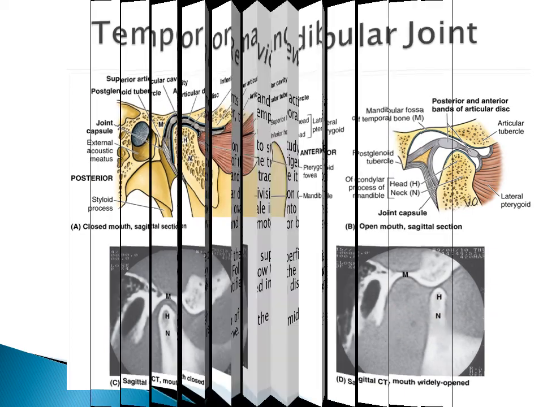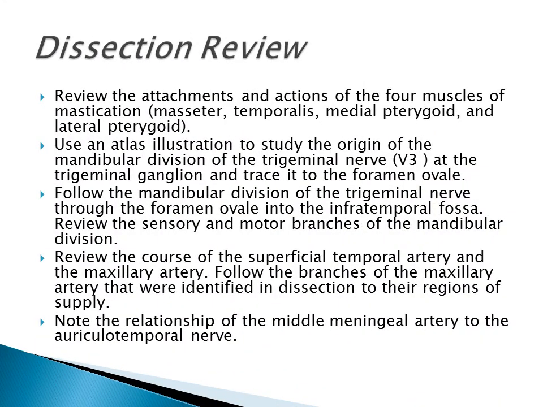For review purposes, I've listed a couple of items here. You should review the attachments and actions of your four muscles of mastication. You should make sure that you have studied an atlas illustration to know the origin of the mandibular division of the trigeminal nerve, which is V3, where it starts at the trigeminal ganglion and trace it to the foramen ovale. And from there on, you should be able to trace V3 through the foramen into the infratemporal fossa, and you should review the sensory and motor branches that come from there.